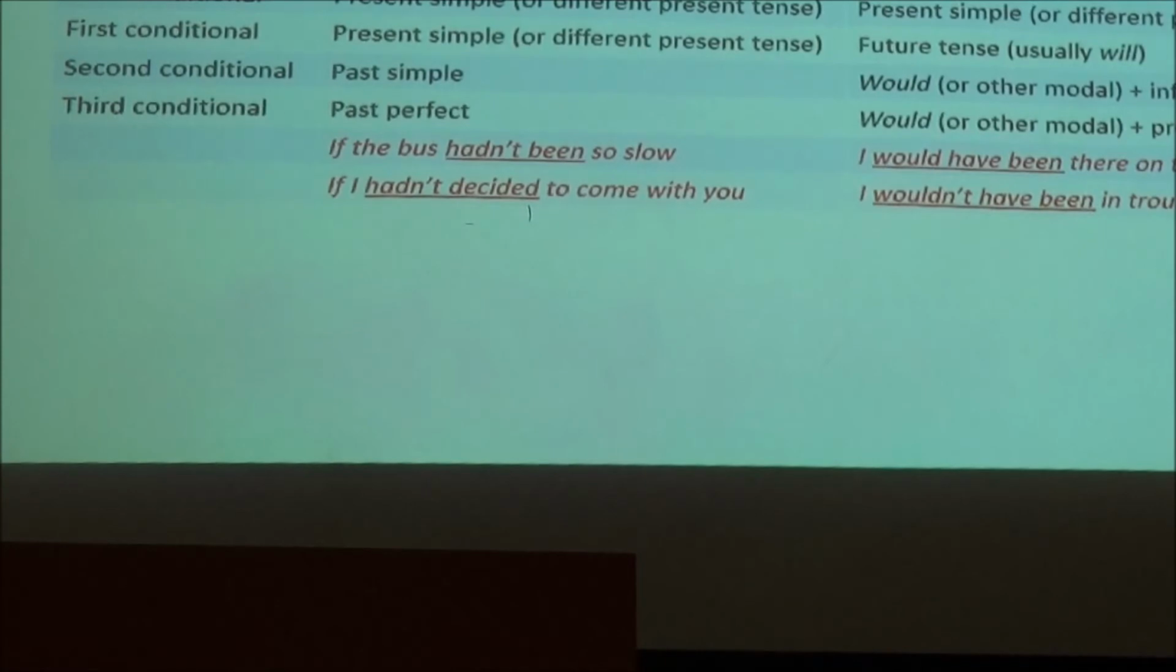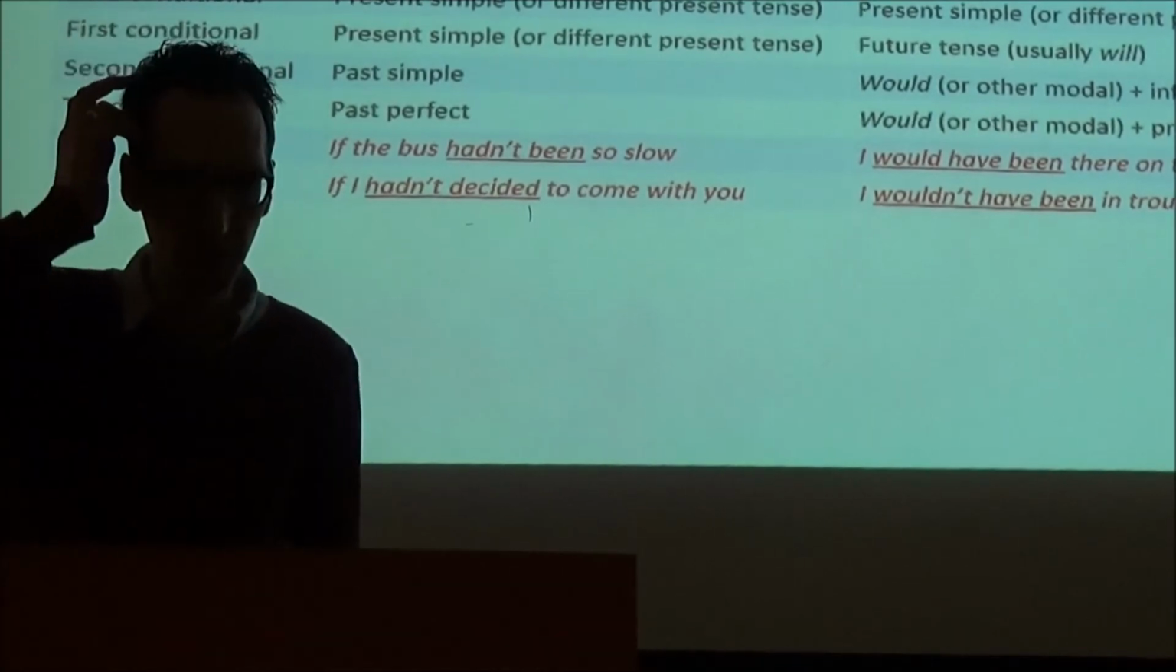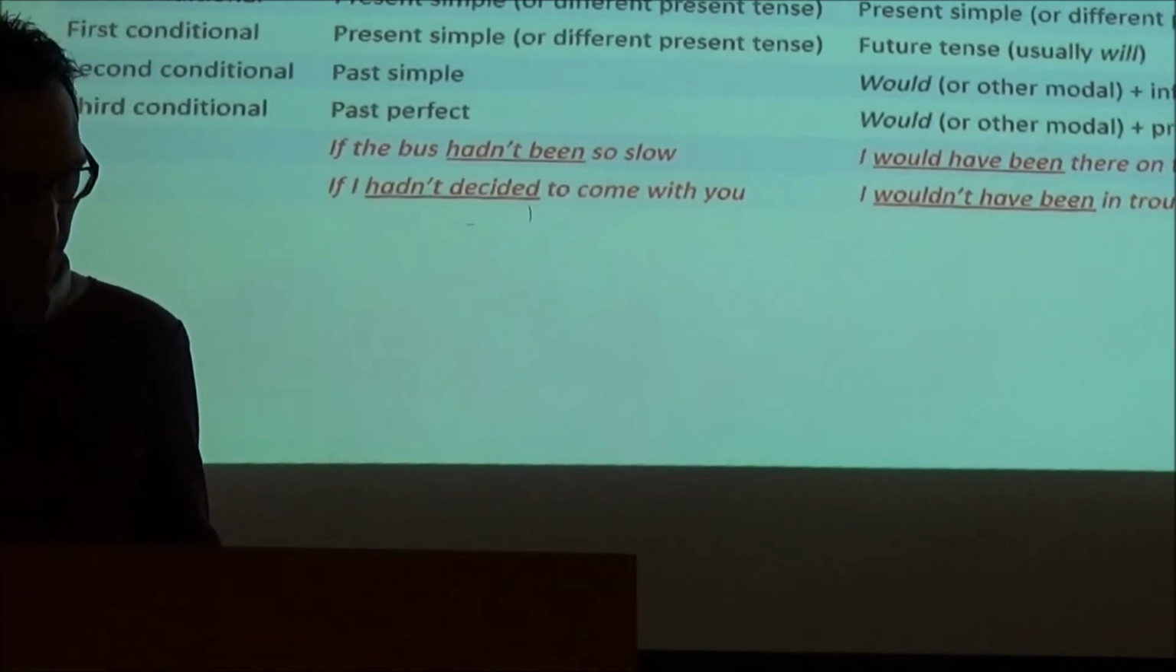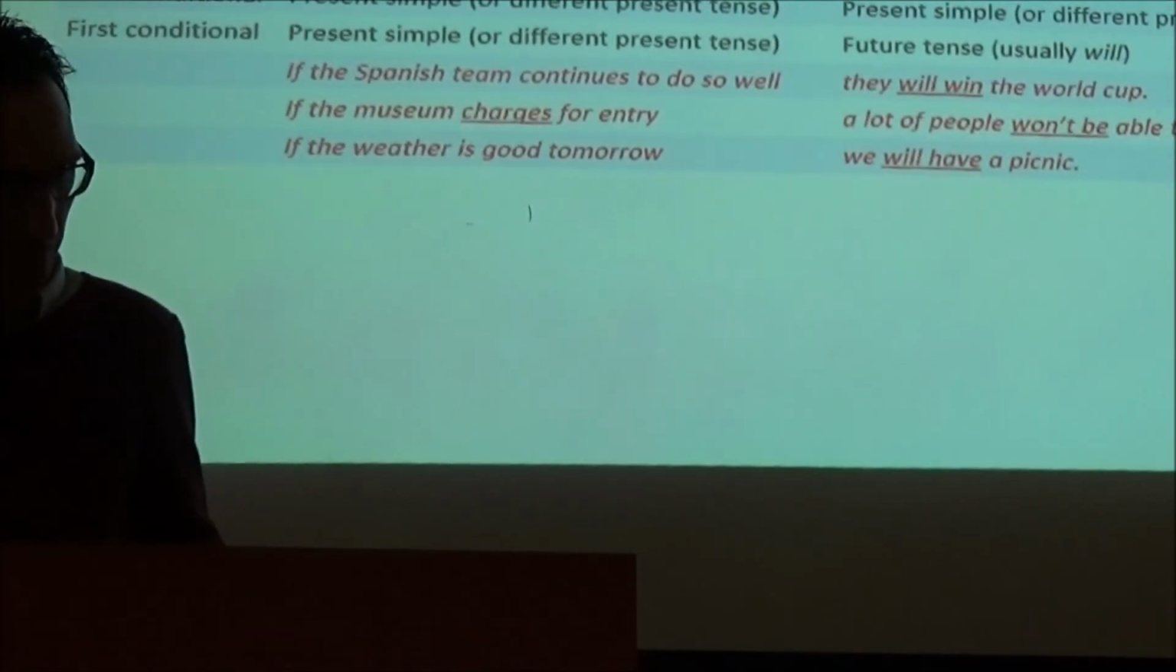This is an action in the past which led to another action in the past, and you can't change that anymore now. In terms of form, here we have a past perfect in the if clause and the would plus present perfect in the result clause. And this answers your question about, what was it again? Sorry.